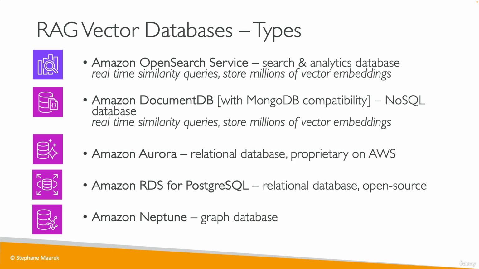I don't think there's going to be any question asking you to choose between the five databases together, but definitely you'll see a question about choosing a relational database for a vector database, and you may have to choose Aurora or RDS for PostgreSQL. Or if you see something around high performance, real-time similarity queries and millions of vector embeddings, it's going to be OpenSearch Service or DocumentDB. Or if you see graph, Neptune. That's about it. I don't want to go too deep into these databases, but this should be enough for the exam for you to get going.